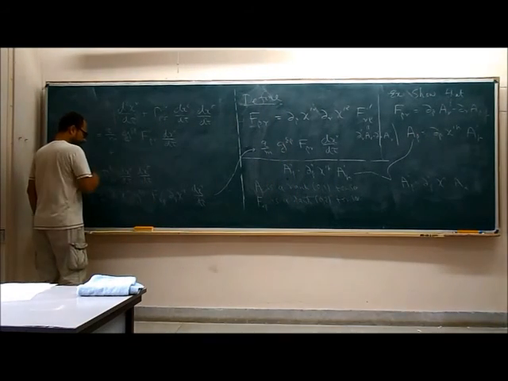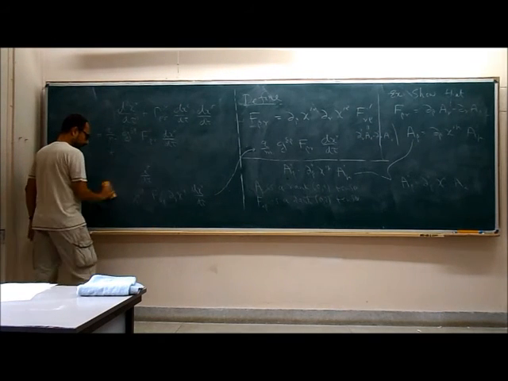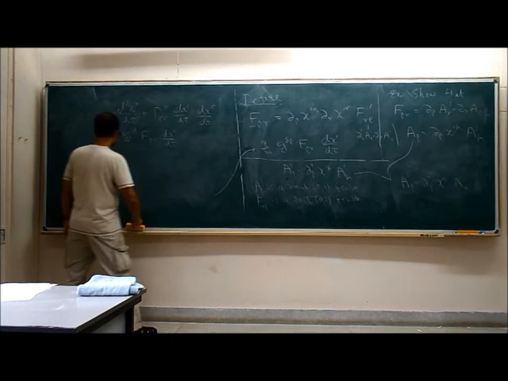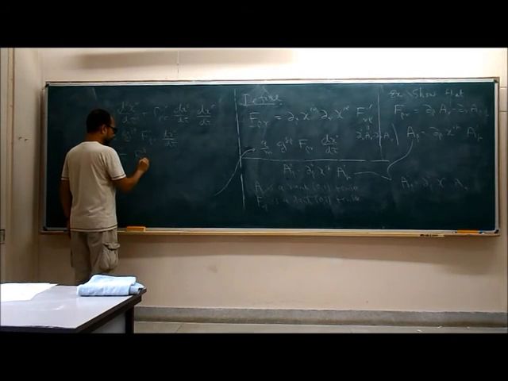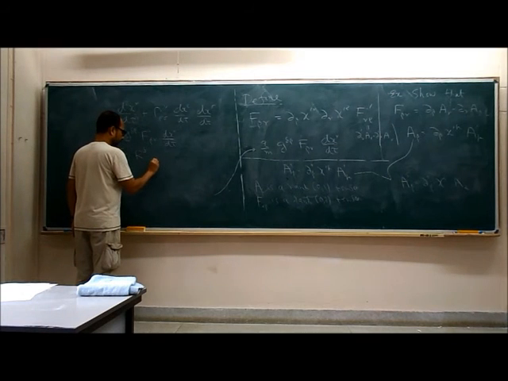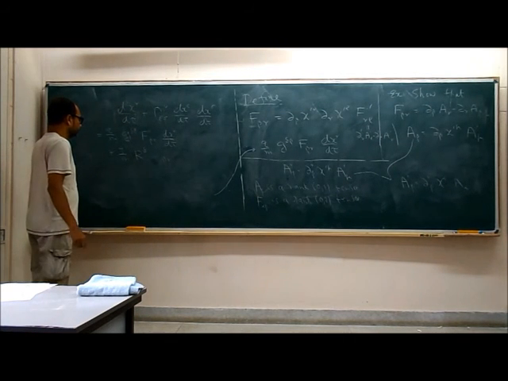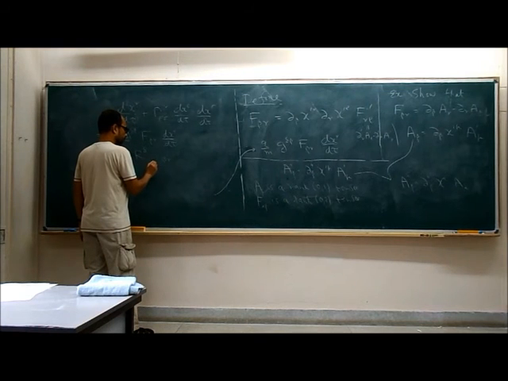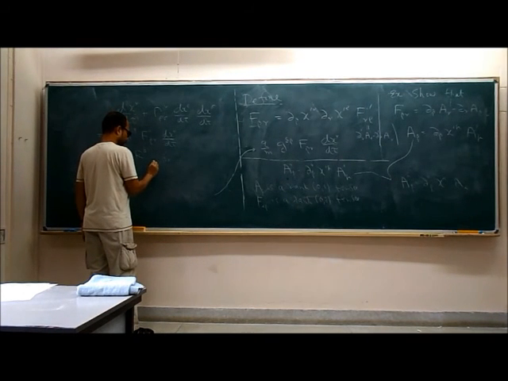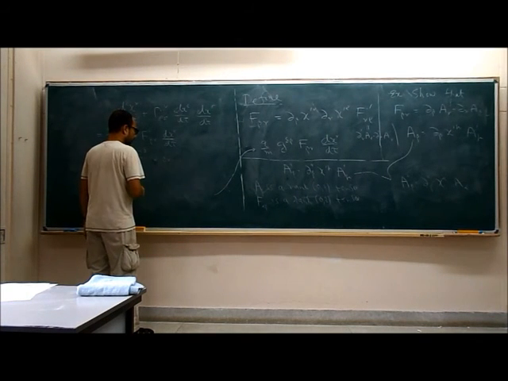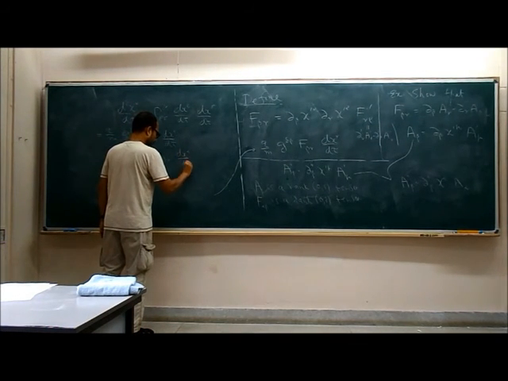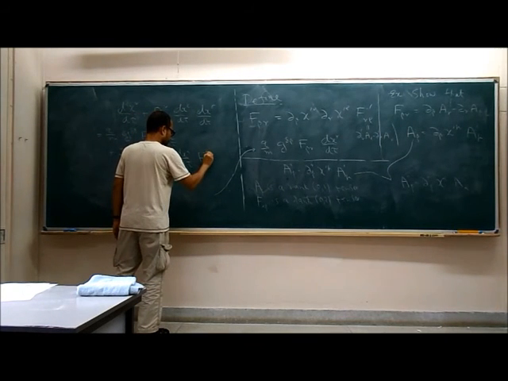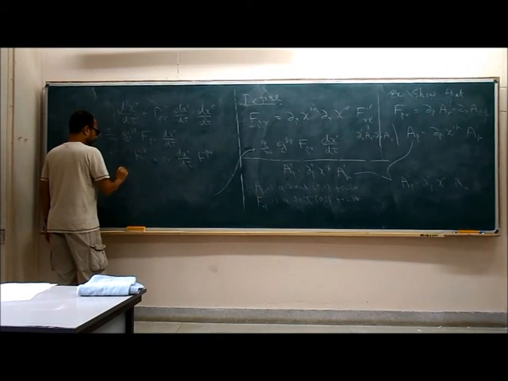For example, we can add to this a term like this: Q over M R delta gamma gamma, with some arbitrary coefficient A.